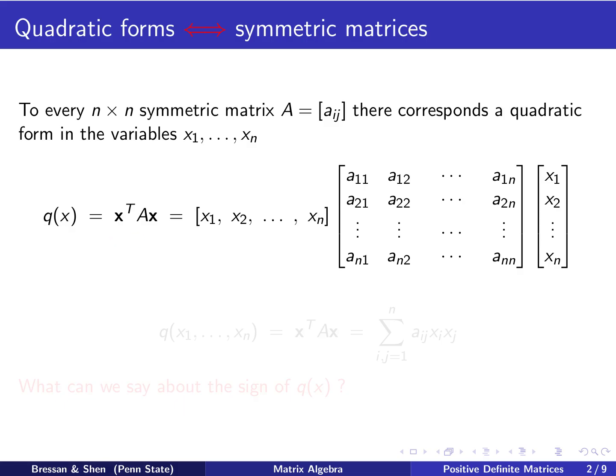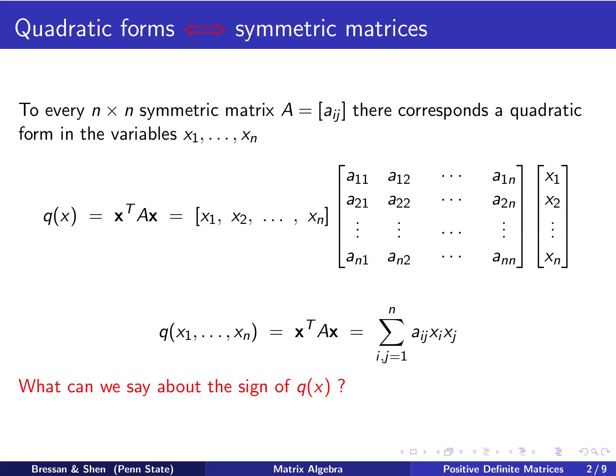If one writes out the components, then x transpose is this row vector, A is this matrix here, and x is the column vector. We know that this row vector multiplied by this matrix gives you a row vector, and then multiplied by a column vector, you get one number. One can also write it out in components as a double summation over all possible combinations of Aij times xi times xj.